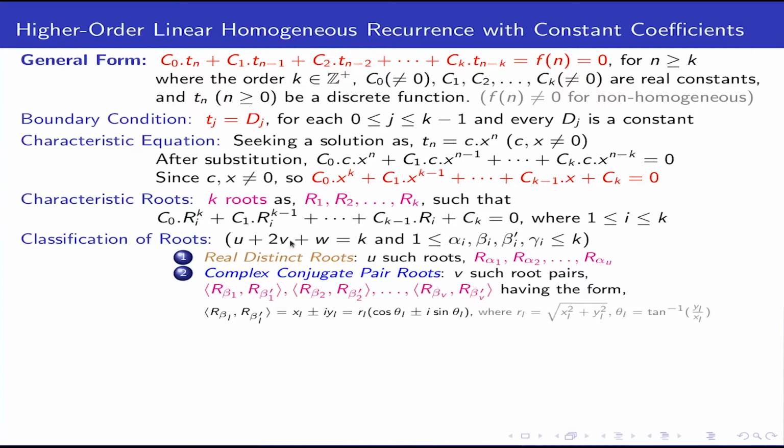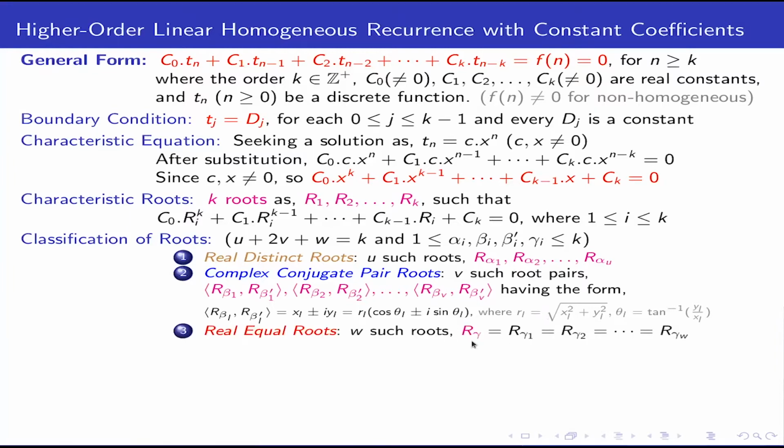Complex conjugate pair, there could be exactly v number of such, so I have r beta 1 as x plus iy and r beta 1 dash as x minus iy. So similarly there are v such pairs. In the r theta coordinate I could express it using r cos theta plus minus i sin theta, and for each of them I just did this index. So these are my complex conjugate pair root expressions.